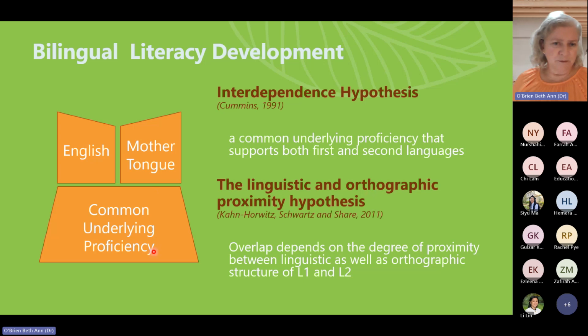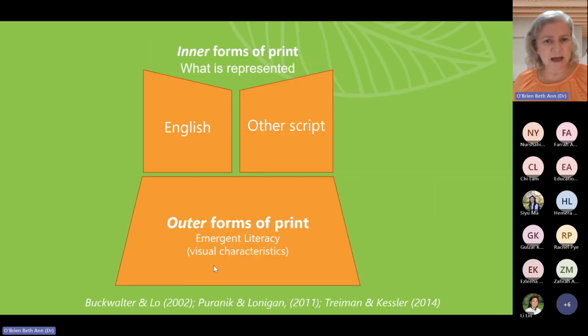So this would have incorporated the ideas of the interdependence hypothesis, that there's common underlying proficiency for, in this case, literacy, or the linguistic and orthographic proximity hypothesis, where the overlap or the proximity between languages is based on also the orthographic structure. So we didn't see that affecting languages.